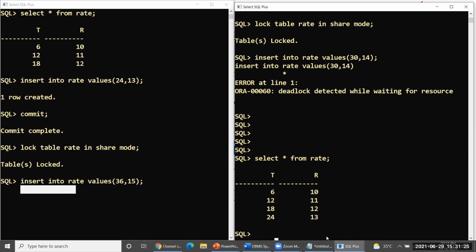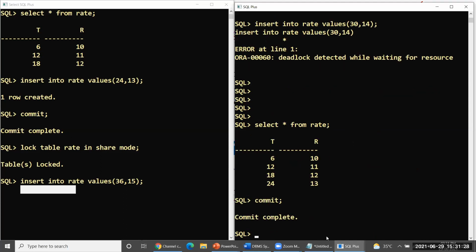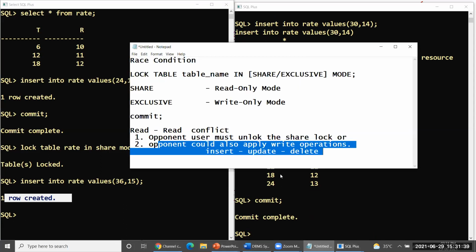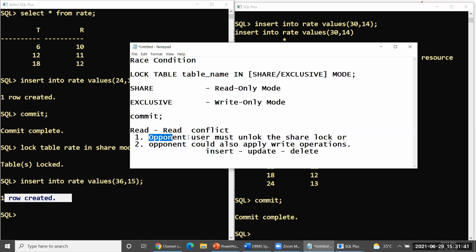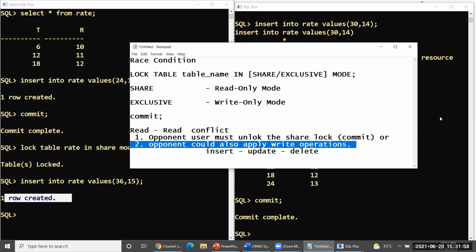Then how will he be released? If you operate a commit here, obviously it could be released. One row has been created. In this way, the read conflict will be resolved. The read conflict will be resolved while the opponent user must unlock the share lock with the unlock statement. What is the meaning of unlock? The meaning of unlock is to operate commit on the particular user. Otherwise, as a second option, the opponent could also apply any one of the write operations on the same resource, either insert, update, or delete.